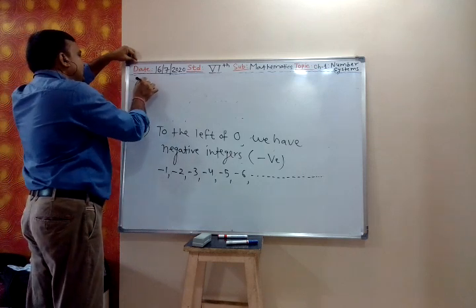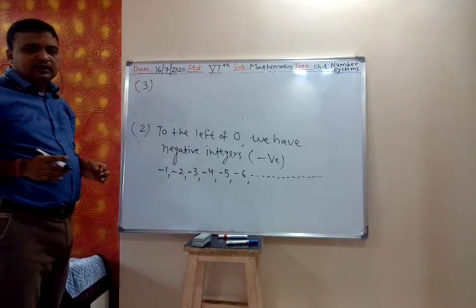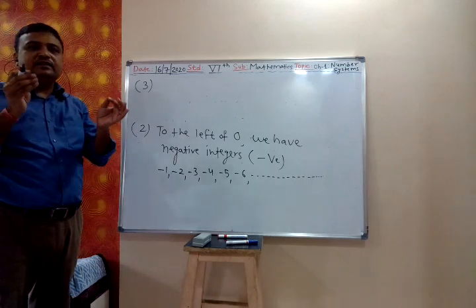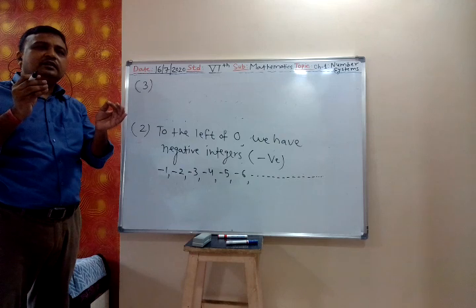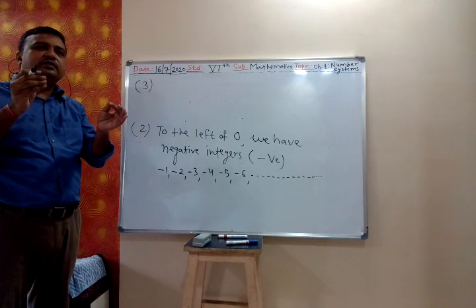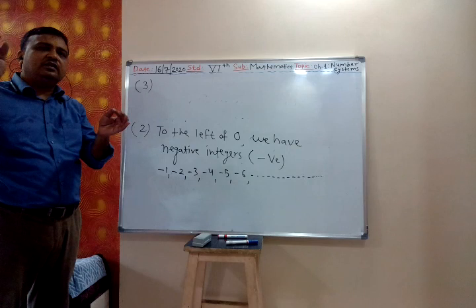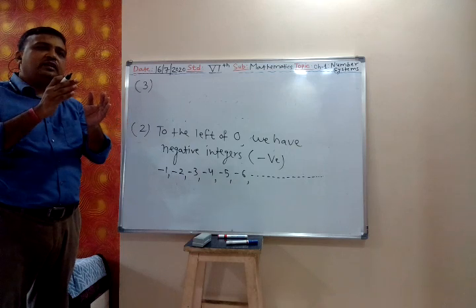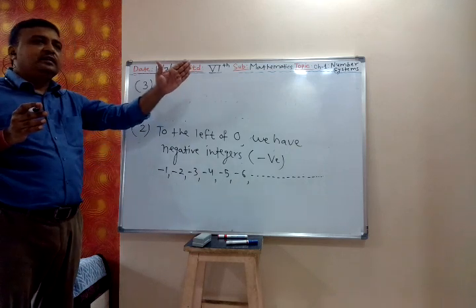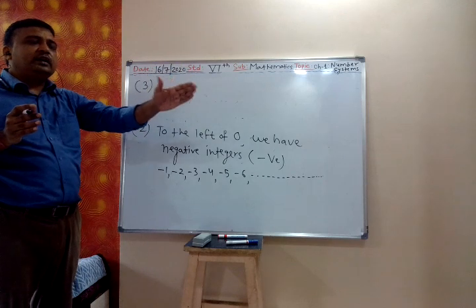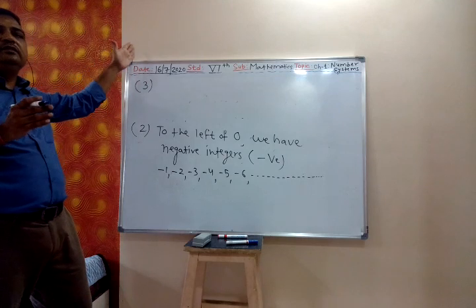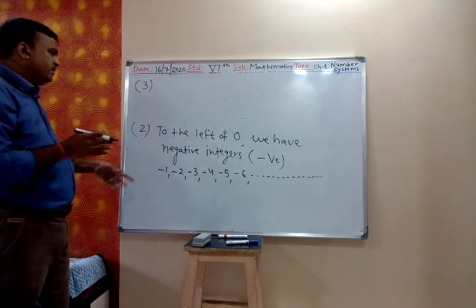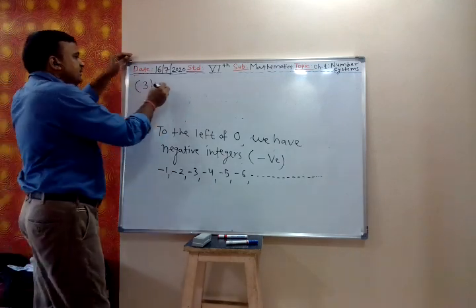That is what I am writing. Integer means it is a number system. First we have seen the natural numbers. Natural numbers start from 1, 2, 3, 4, 5, 6, and so on. Then this natural number set is extended with 0, and we get whole numbers. Then again it is extended to the negative side, and we get the integers. Now write third point.